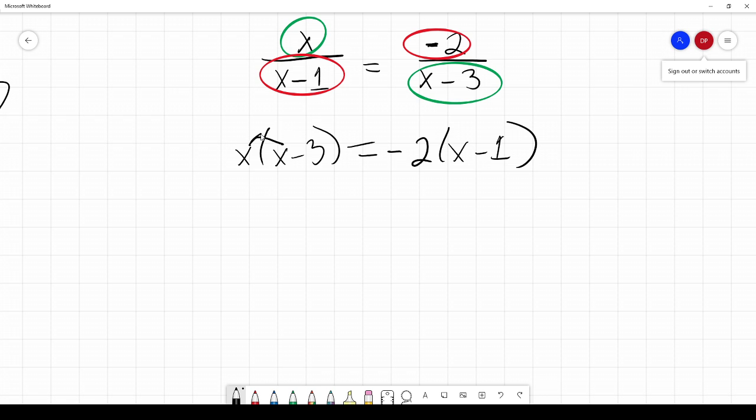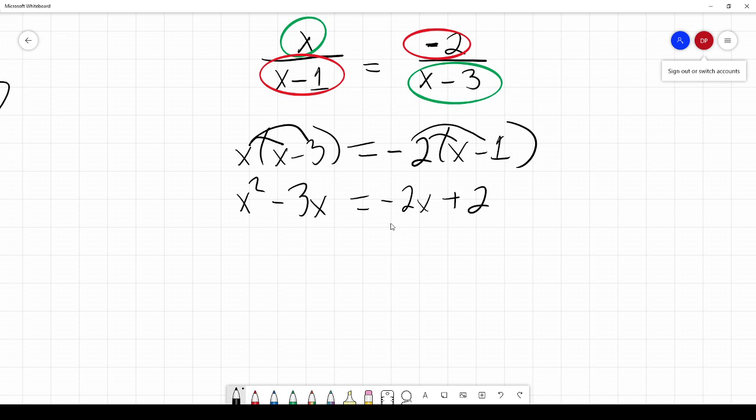We need to then distribute. X squared minus 3x is equal to negative 2x, negative 2 times negative 1. Negative times the negative is going to be a plus 2. Alright, so notice we have an x to the second power here, so this is in fact going to be quadratic. When you're solving a quadratic, what you're going to want to do first is make one of the sides equal to 0. So let's make the right side equal to 0.